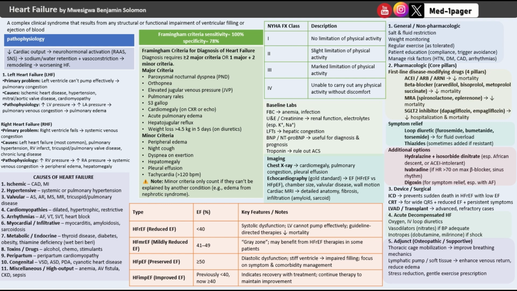And in this video, I'm planning to cover the pathophysiology of the disease, the causes, the Framingham criteria, the classification according to ejection fraction, the functional classification from the New York Heart Association, the imaging and laboratory investigations, as well as the management of the disease, both the pharmacological and non-pharmacological.